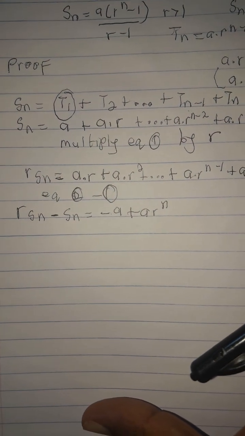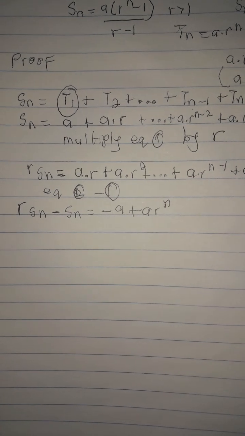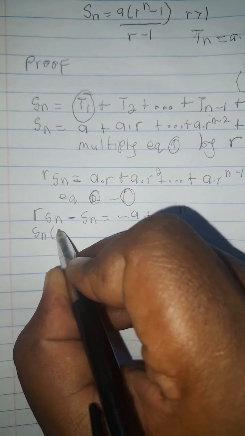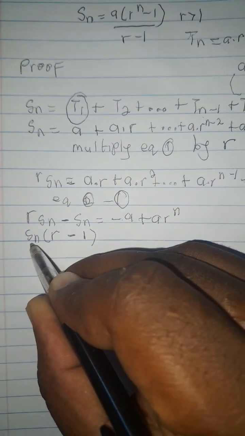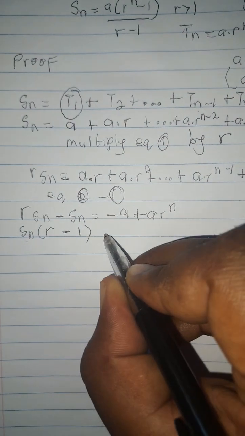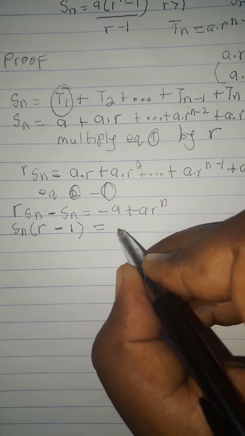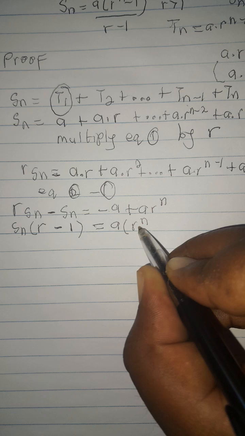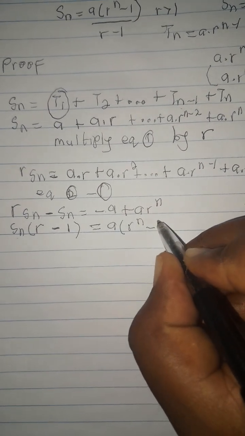So from here, you can take out the common factor of A and Sn, because these are the common factors. At the left hand side we have Sn, at the right hand side we have A. If we take out Sn, we'll be left with r here. For us to get negative Sn, we need minus 1, because Sn multiplied by negative 1 will give you negative Sn. From here we can take out A as a common factor, so we'll be left with r to the power of n, because A times r to the power of n is A r to the power of n. For us to get negative A, we need negative 1.